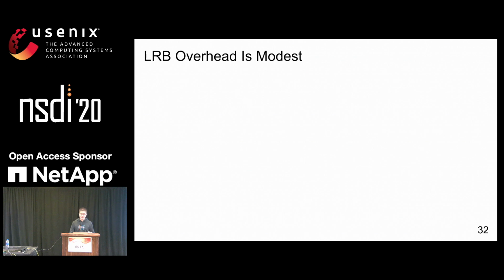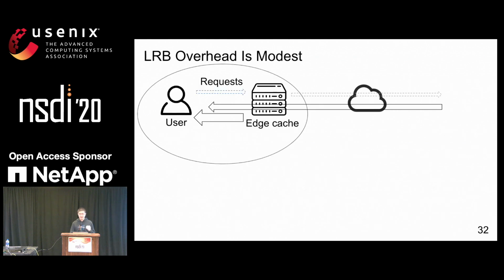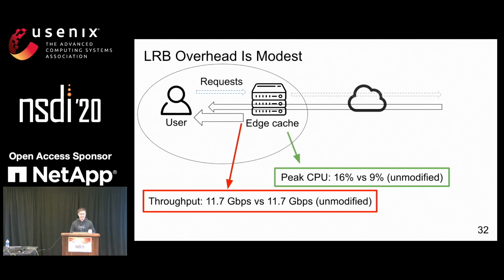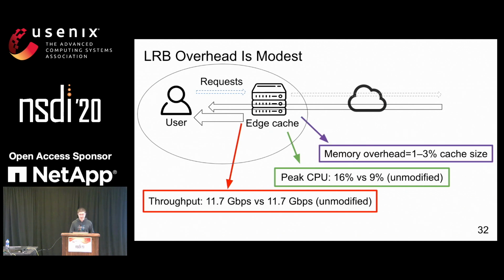Let me briefly touch on the overhead of LRB. In terms of throughput, LRB achieved 11.7 Gbps, which is very close to the unmodified system. And its peak CPU usage is 16%, 9% higher compared with the unmodified system. While this is higher, it's well within what is available on CDN machines today. And LRB used 1 to 3% of cache size as the overhead to track the metadata. This small memory overhead has a small effect on the capacity, which all our experiments account for.